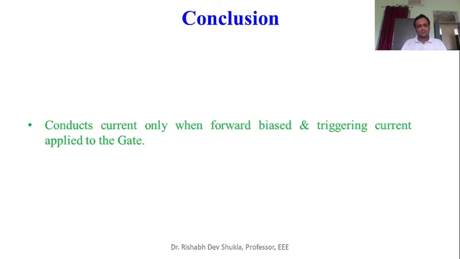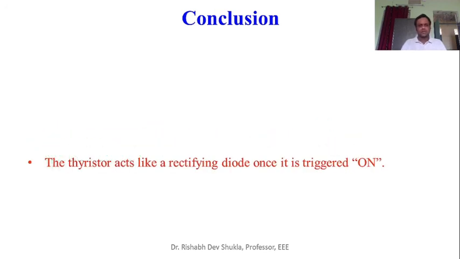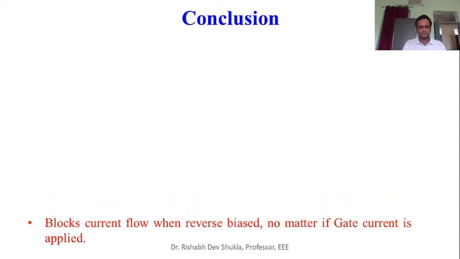It can conduct only in the forward direction when the triggering signal is applied to the gate. Thyristor acts like a rectifying diode when it is triggered on. Anode current must be greater than the holding current in order to maintain the conduction. It will never conduct in the reverse direction, no matter whether you provide the gate signal or not.